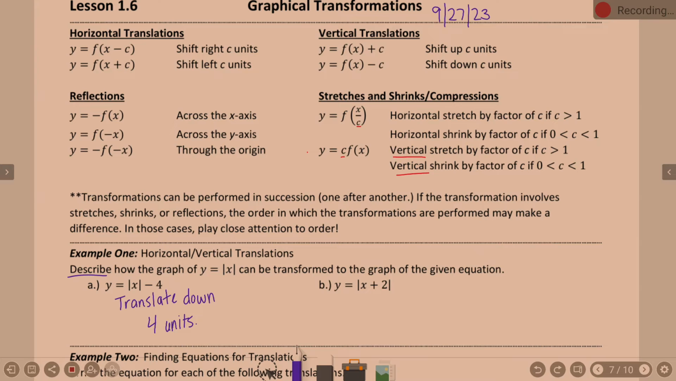What about B? Okay. The plus 2 is in the absolute value. So when it's in with the x, it's left or right, opposite the sign. So this one we are going to say that it is translated left 2 units. Okay, easy peasy. We wish they were all like that. Okay, next.